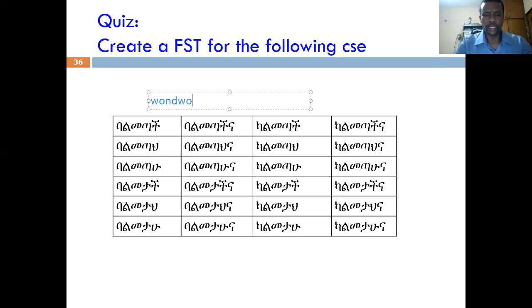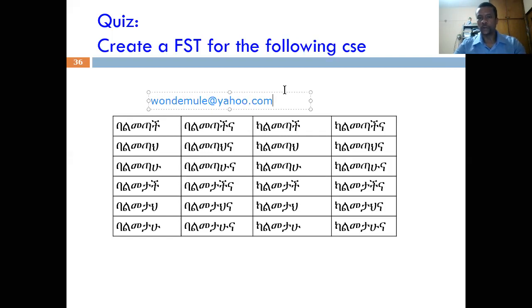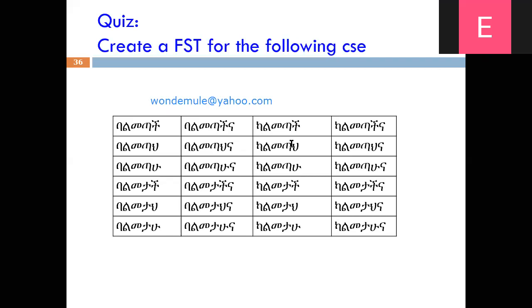I think it's better to send it to this one. wendemule@yahoo.com. Make sure to submit it using this email. wondemule@yahoo.com. Now the question is, let's assume that you have these Amharic words, okay? Now develop a finite state model that would generate all these words. Mind you, you are going to develop one finite state model that can accommodate all these words, okay? This will be your assignment. I'm going to post the same thing on our Telegram channel so that you will be reminded of the assignment, okay?